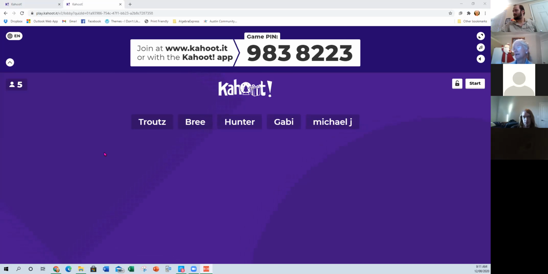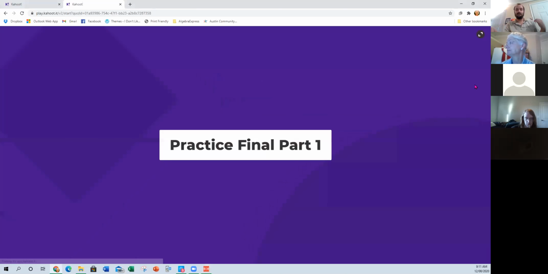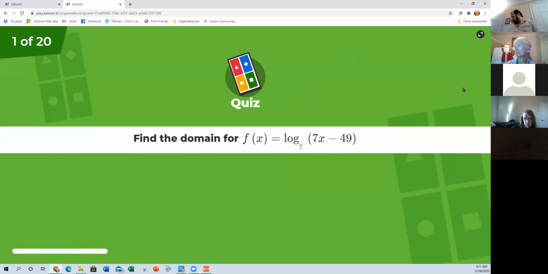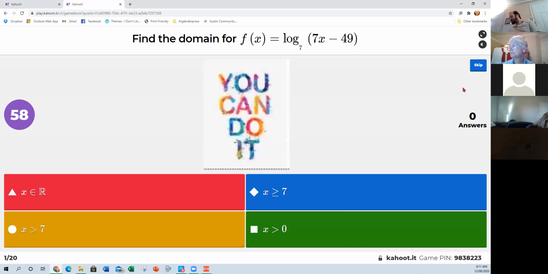All right, I'm going to go ahead and start, even though we only have 5 people signed in. So please feel free to sign in at any time. And if you're not signed in, do the problems. It's important. Just like this on the test, find the domain. And I will take it as an inequality or in interval notation. Either one is fine.